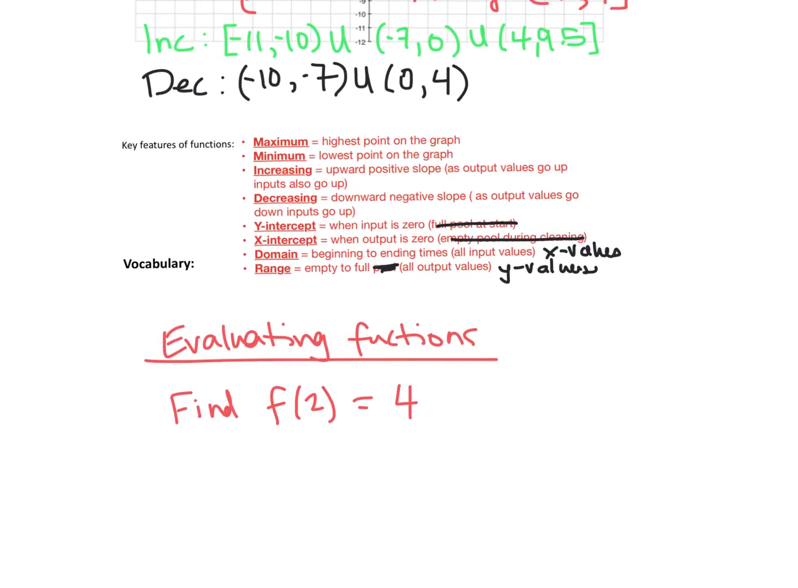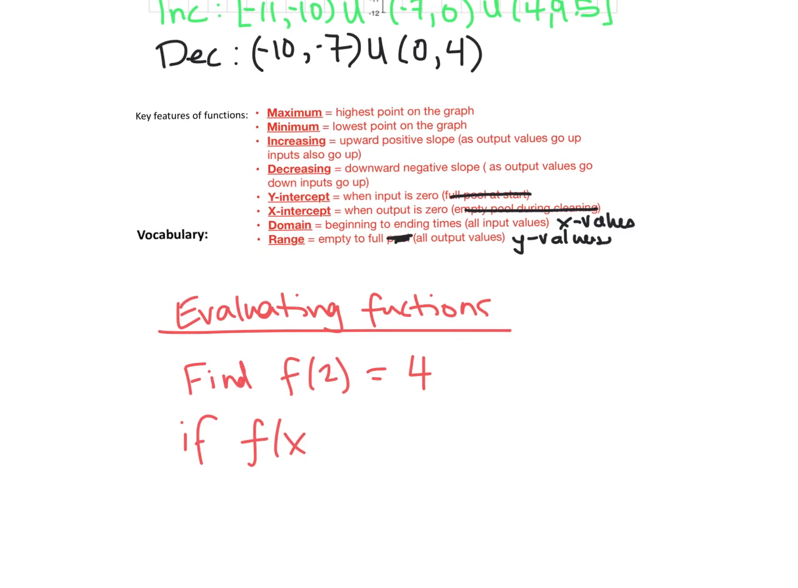So it could say, let's say, if f of x equals, I don't know, let's do -2, find x. So that's how a backwards question looks.